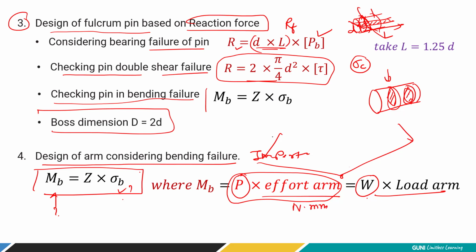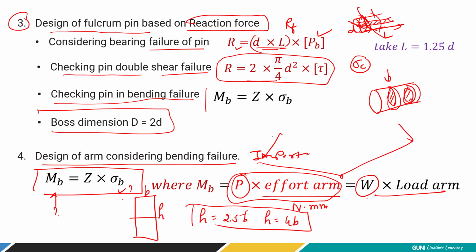What we are going to do here is simply take a cross section. Let's say we find a cross section B into H. Maybe you can take H equal to 2.5 times B, or sometimes H is taken as 4 times B. You can take these relations and replace them in the Z value. Z is simply I by Y, right? And you have been given the permissible stress value, so use these equations and find out the cross section, so that it will be able to take the given load.